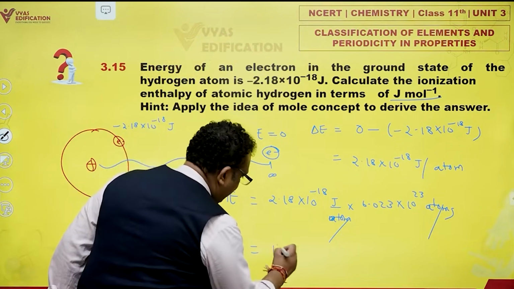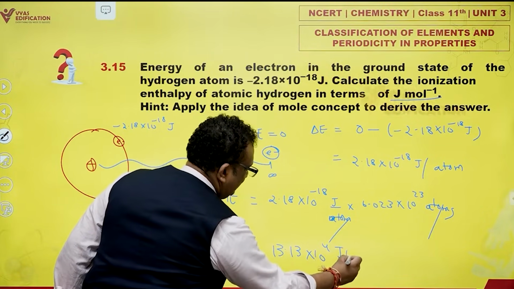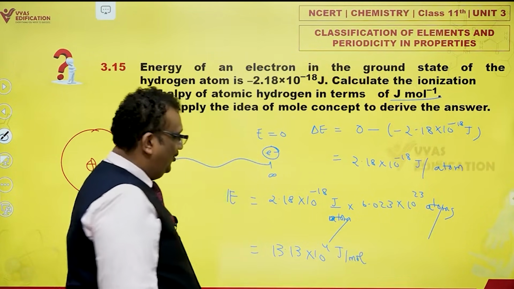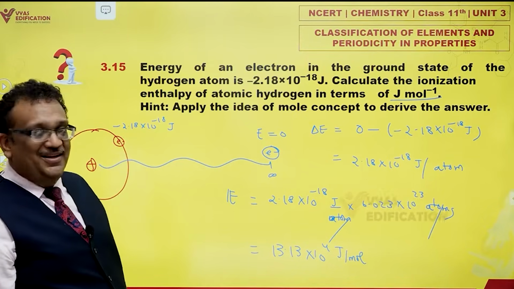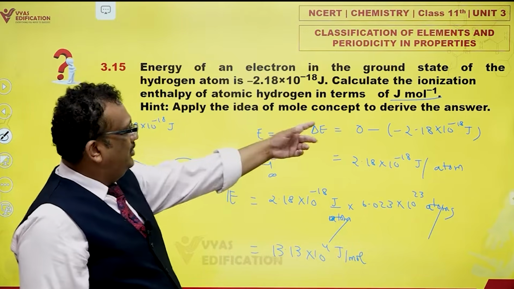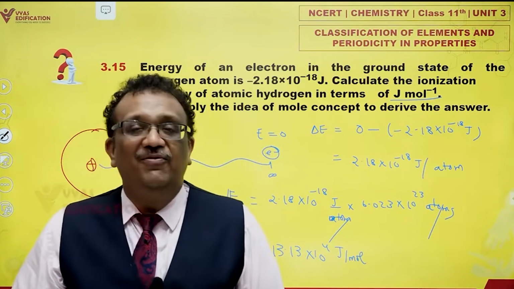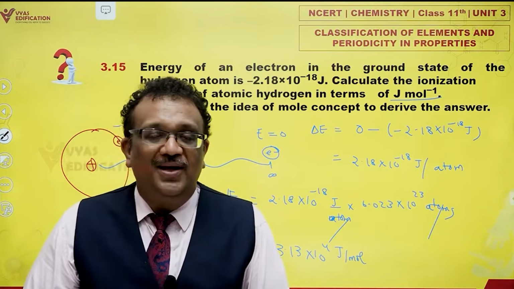So this will come to 13.13 into 10 raised to 4 joules per mole. Oh wow, quite a bit. Yes, indeed, it would be quite a bit. I mean, you could shift the decimal if you choose, but joules per mole was expected, and joules per mole is what we have given. It's roughly 131.3 kilojoules per mole otherwise.